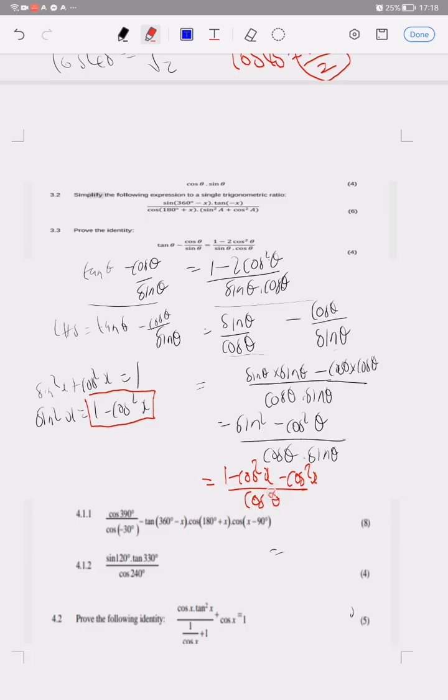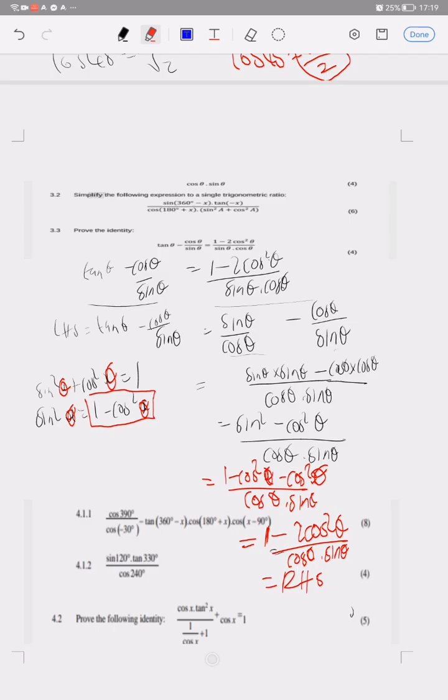Oh, we are dealing with x, or theta? Oh yeah, we are dealing with theta, so this was theta throughout. When I simplify, it becomes 1 minus 2 cos squared theta over cos theta times sine theta, which equals the right hand side. So we have proved the identity.